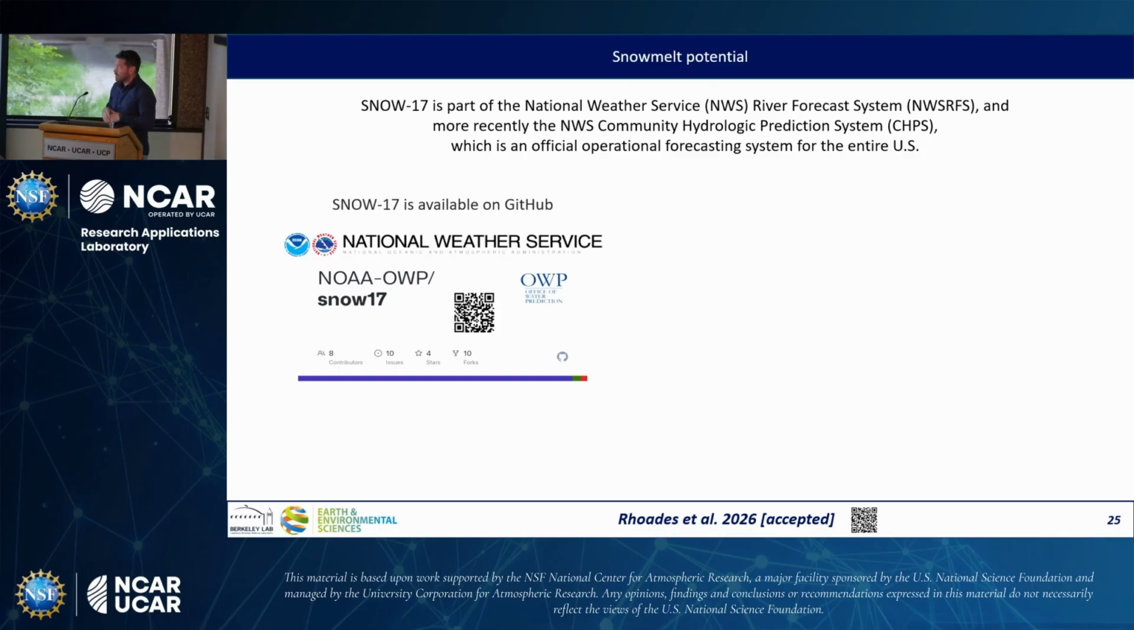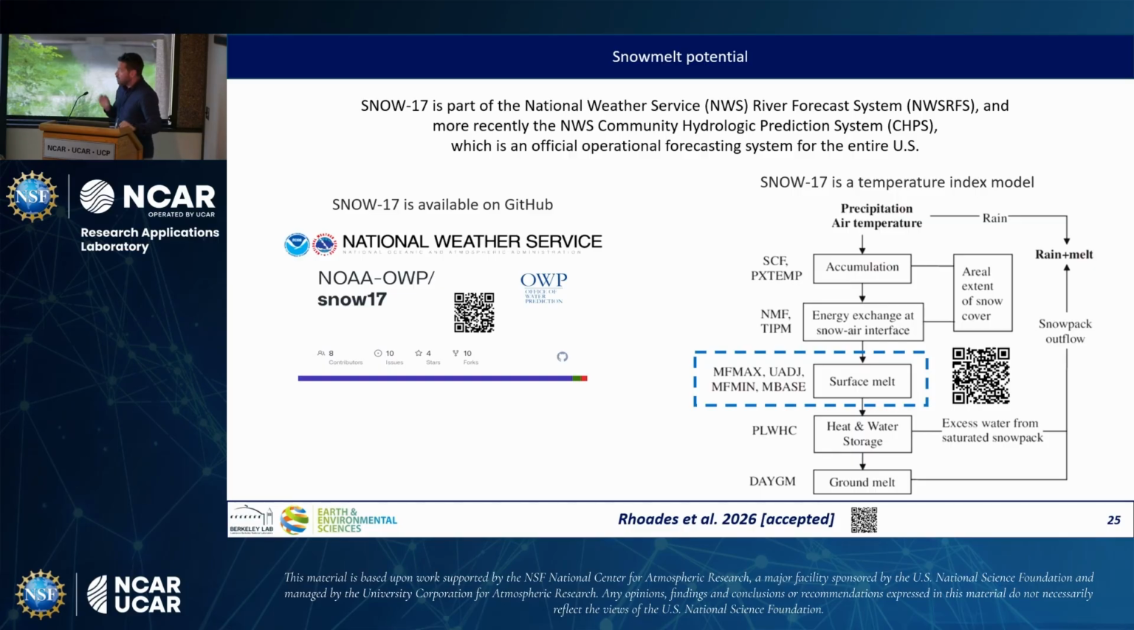The 20th Century Reanalysis provides snow water equivalent, but it wasn't very skillful for what we were trying to look at. So instead, we swapped in the temperature index model called Snow-17, which is still actively used by the National Weather Service to do forecasting. You can go to their GitHub and read more about the model, but it really only needs temperature and technically precipitation. But we don't use all portions of the model.